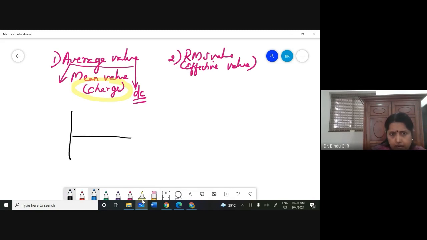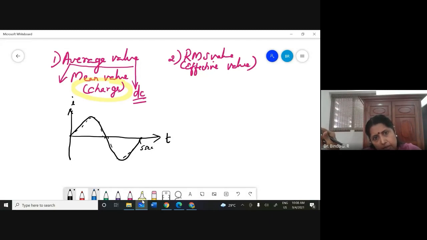Which means if I have an AC current like this, suppose it's a sine wave itself, and it is transferring some amount of positive charge here, some amount of negative charge here within a time, say 5 seconds, I am thinking about an equivalent DC which is able to transfer the same amount of charge in the same time. That value is called average value. What you have to understand is average value is the value of a steady state DC current which is able to transfer the same amount of charge as is possible by this AC within the same time.